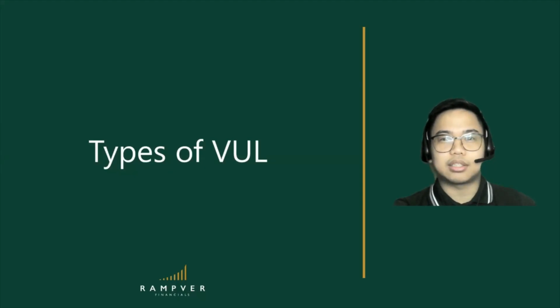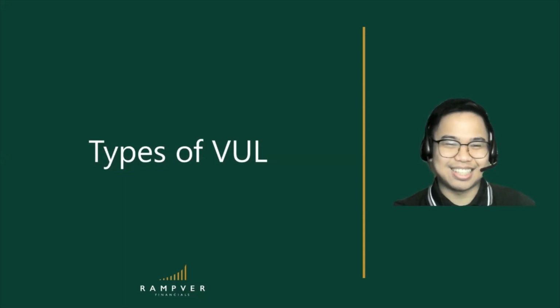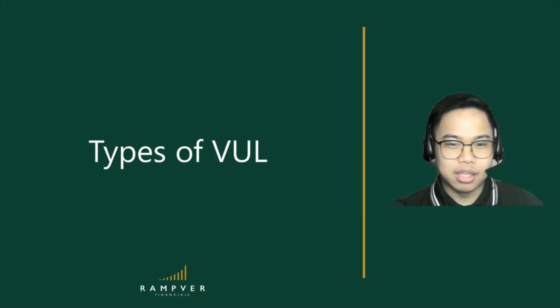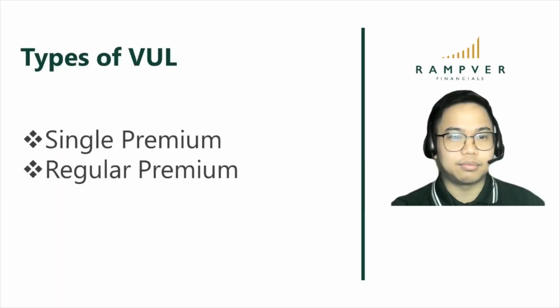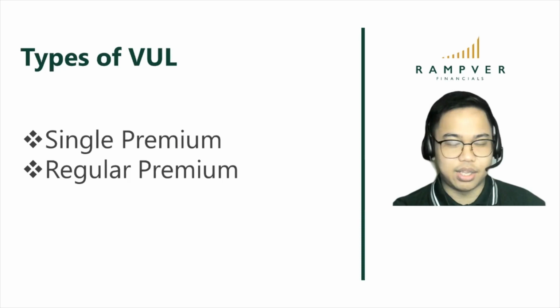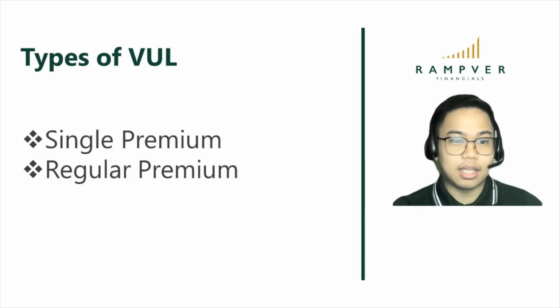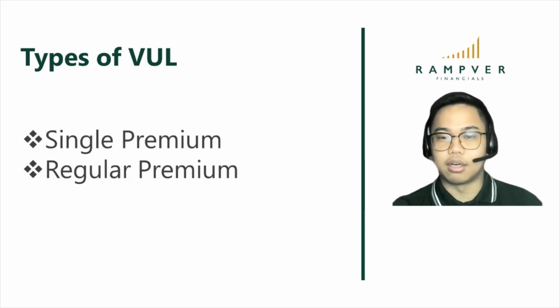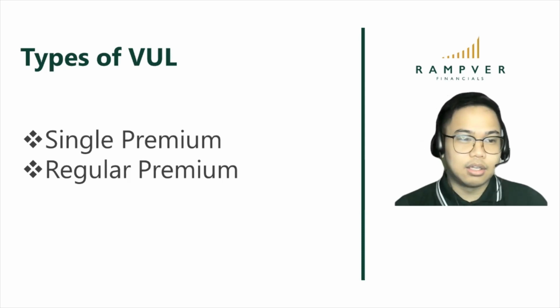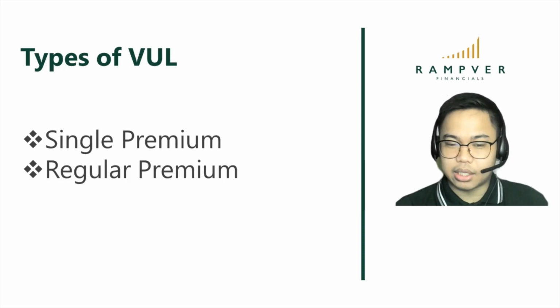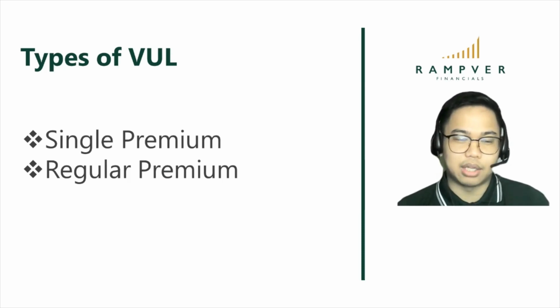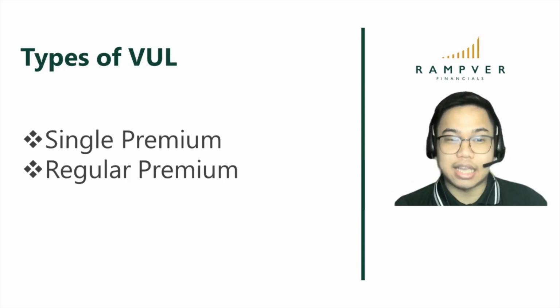Ano po ba yung mga type ng VUL sa market? Yan, na maganda pong katanungan yan. Basically, we have two types of VUL. So number one is the single premium, and then next would be the regular premium. Kadalasan narinig natin, yung single premium po, katulad po yan ng single-pay VUL. Parehas po yan. Or those are actually the same naman po.